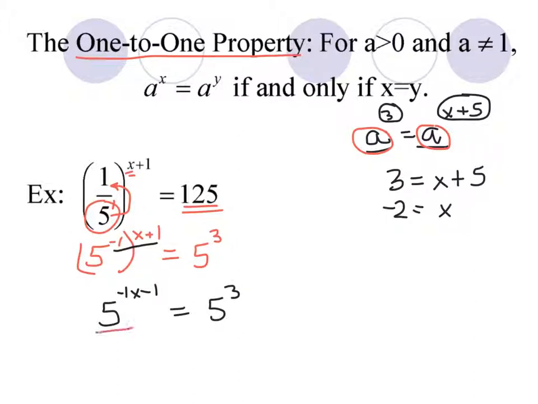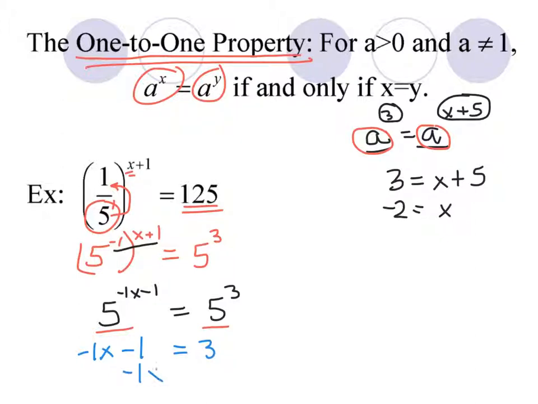Now that I have the common base, the one-to-one property says that if I have like bases set equal to each other, then the exponents have to be equal. So I can say negative 1x minus 1 equals 3. Add 1, I get negative 1x equals 4. So therefore, x would be negative 4.